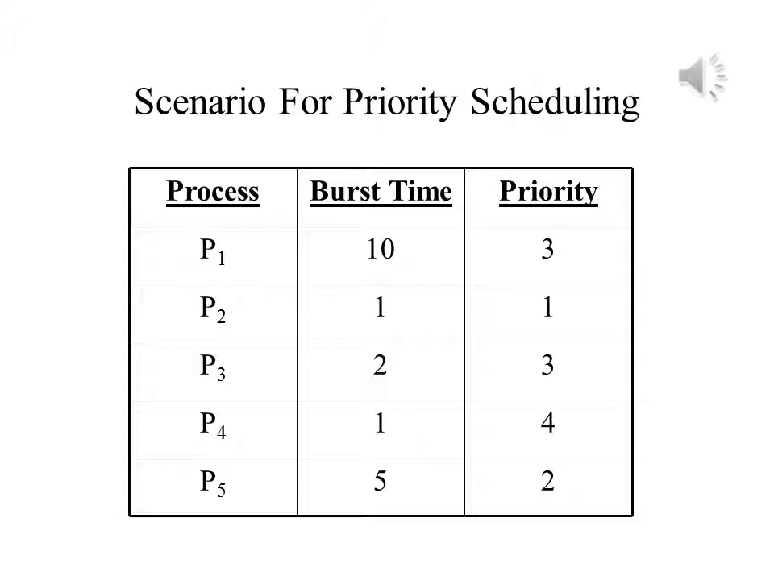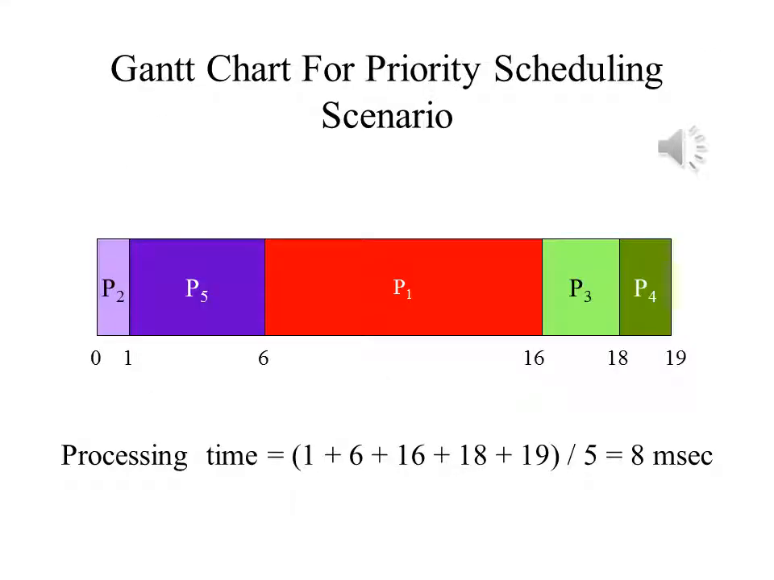Here you see the results. Process 2 comes first, followed by process 5. Process 1 comes before process 3 because it has waited much longer. Scheduled in this fashion, their average processing time, including the wait, is 8 milliseconds, which is not too bad considering process 1's burst time.